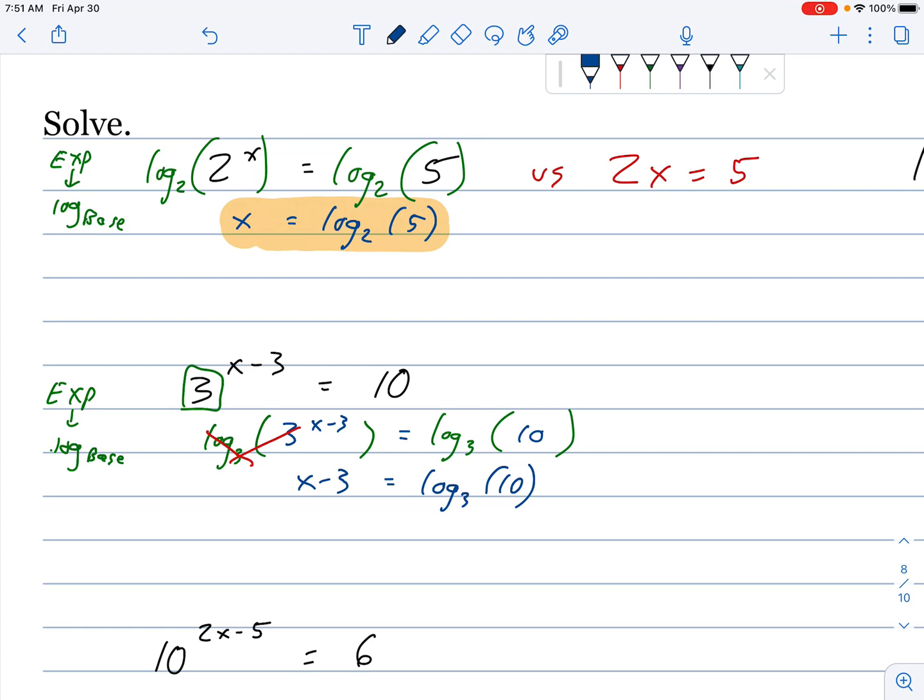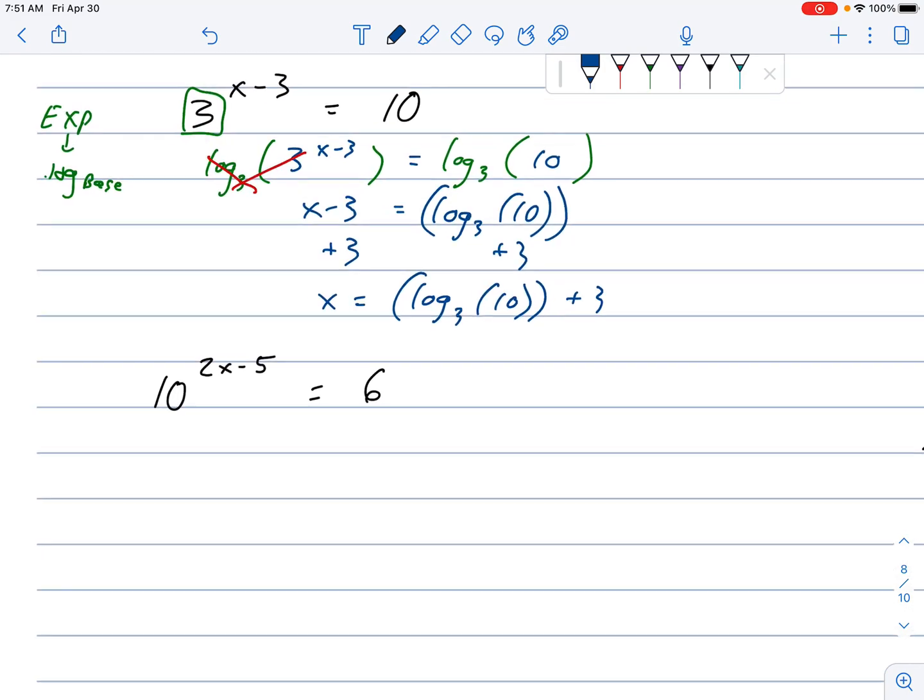Just like with sine and with radicals, this stays together. You can't break that up. So when I add 3 to both sides, I just get my log base 3 of 10 plus 3. This stays together. Once you have a log, a base, and a number in parentheses, just hold that together. Okay? This one we'll do a little fast.